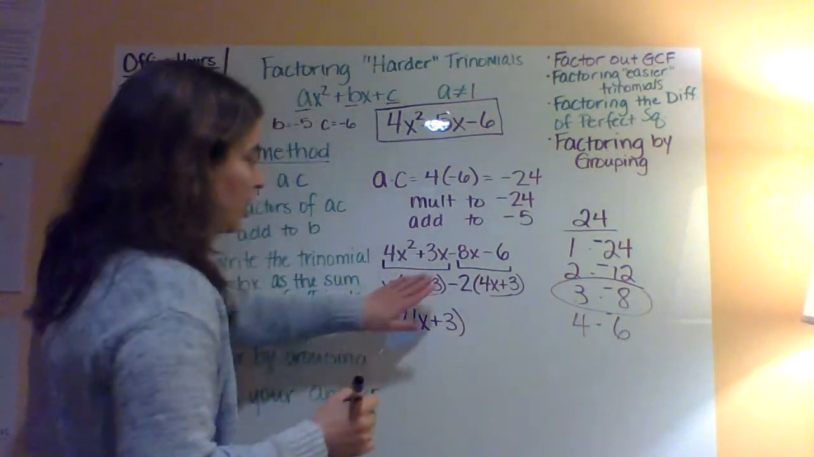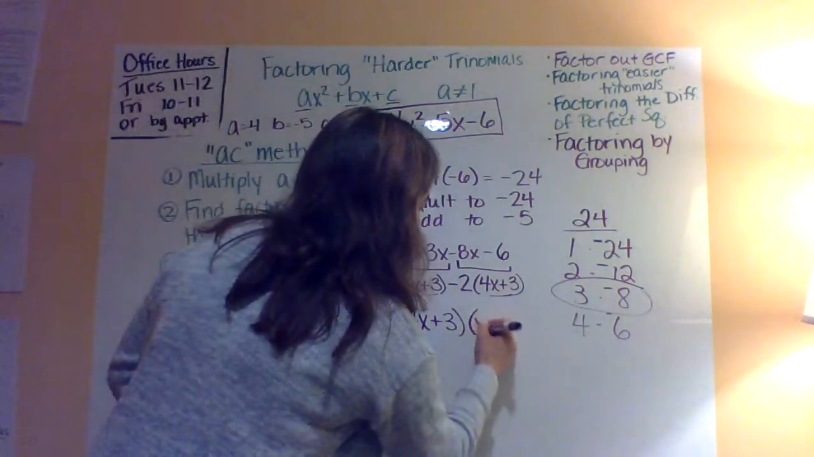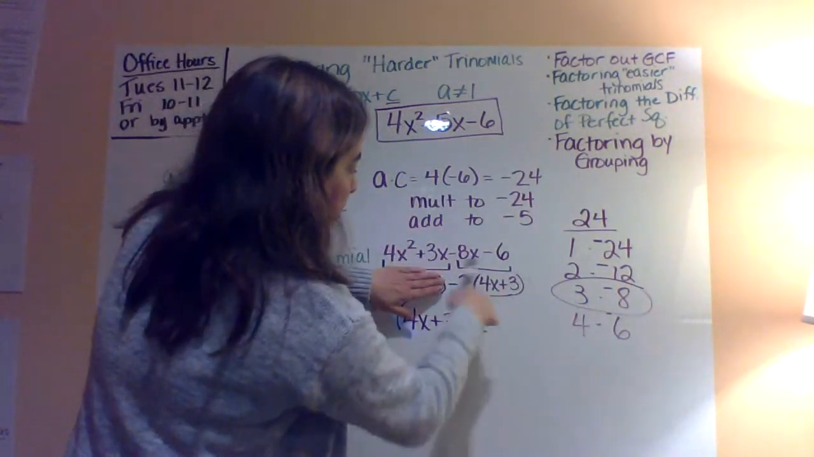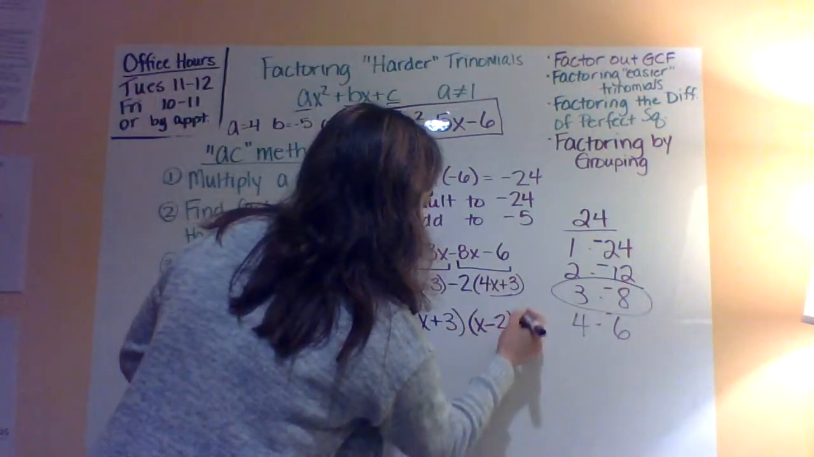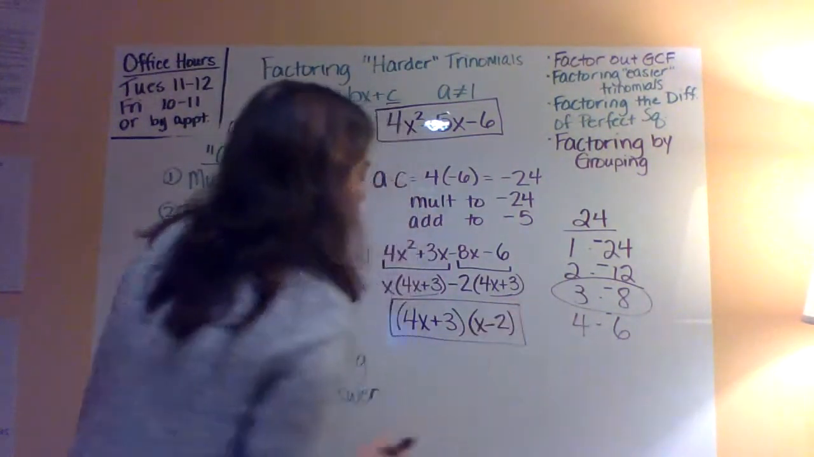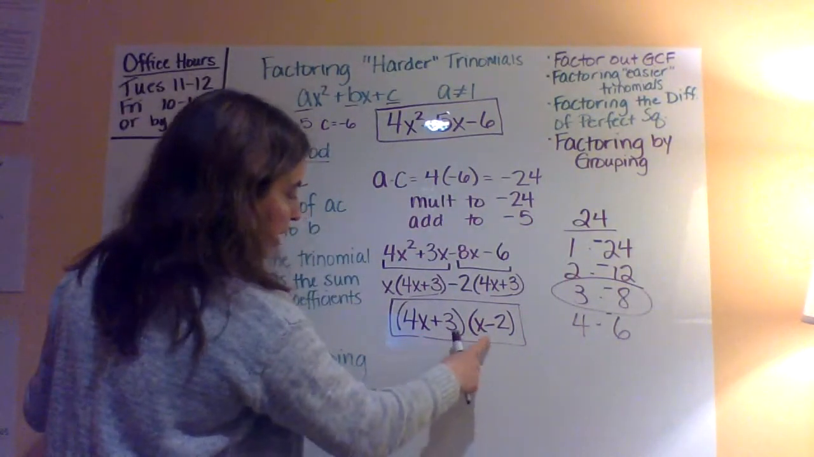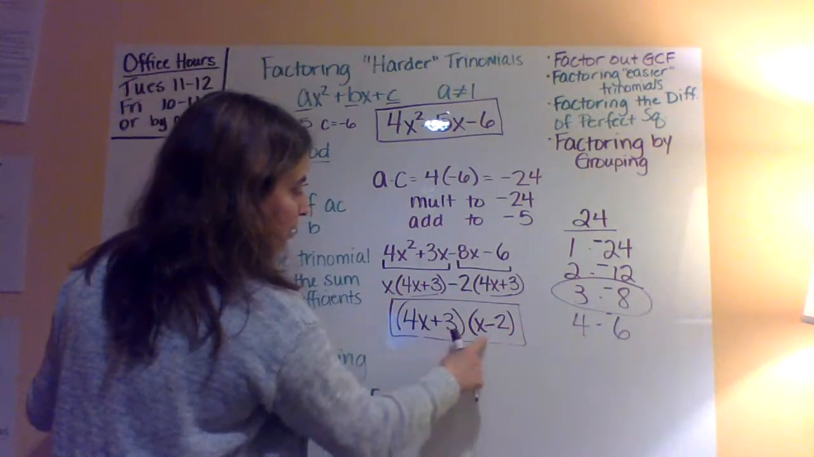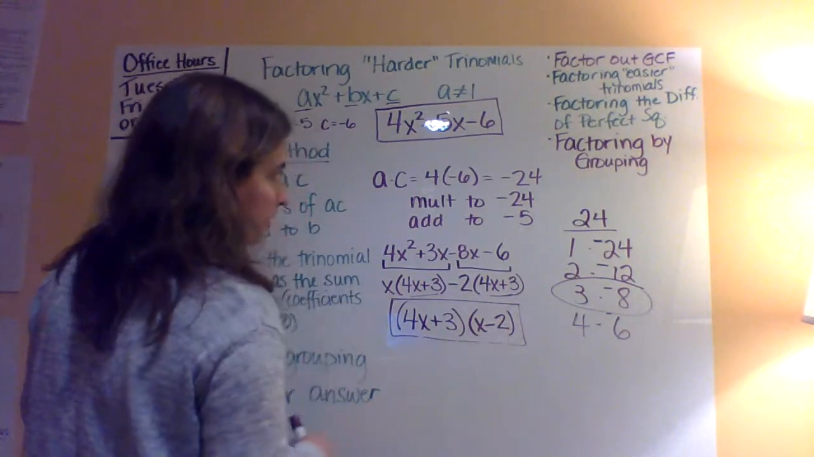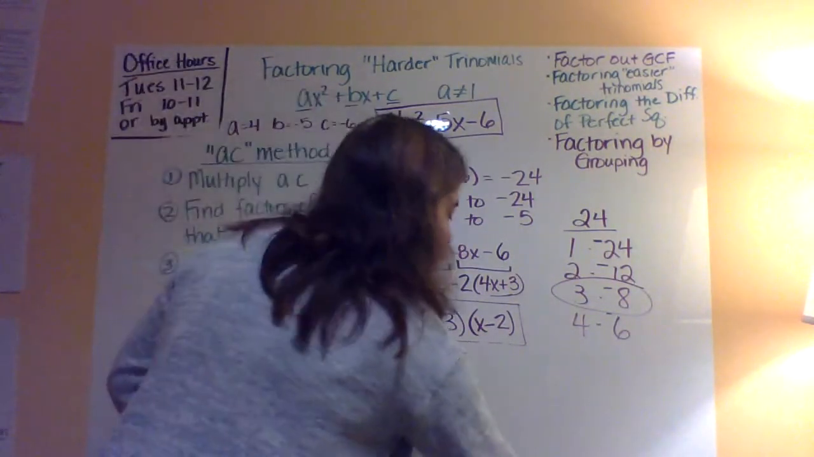And then for each of these, if I pull out the 4x plus 3, I get an x. If I pull out the 4x plus 3 here, I get a minus 2. Last step is to check your work. If we do just kind of in our heads here, 4x times x is 4x squared, minus 8x plus 3x minus 6. We have what we started out with.